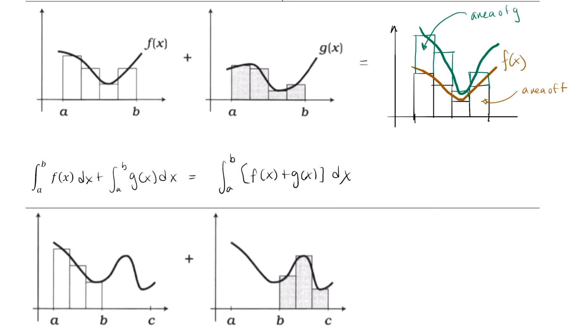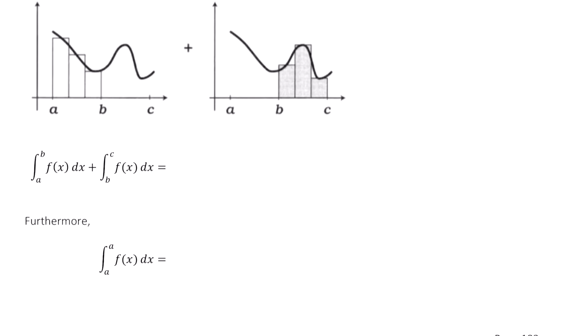All right, let's continue even further. If you notice here, I have this region broken up. I have this function f, and first I found the area under the curve from a to b. That's the area of just this region here, represented by this first integral. The second area is represented by this integral.